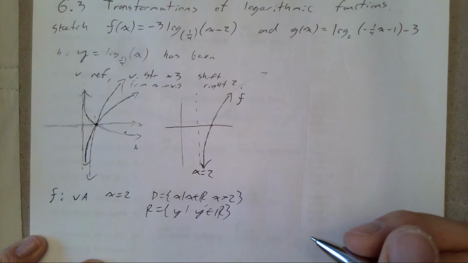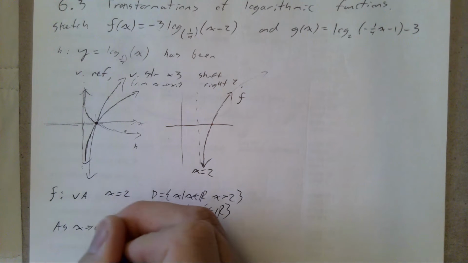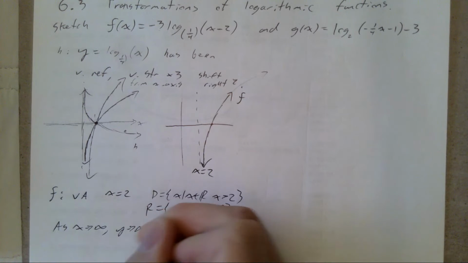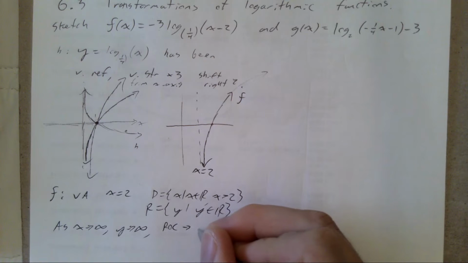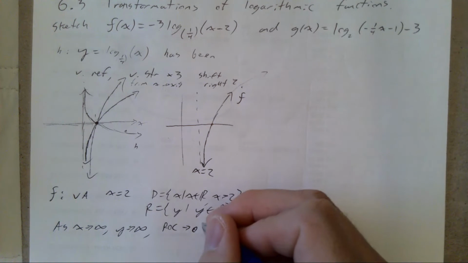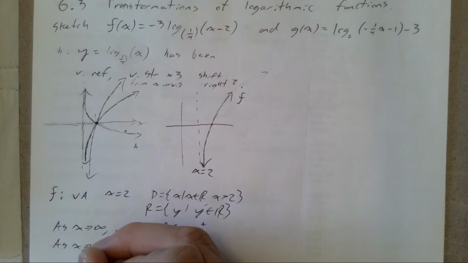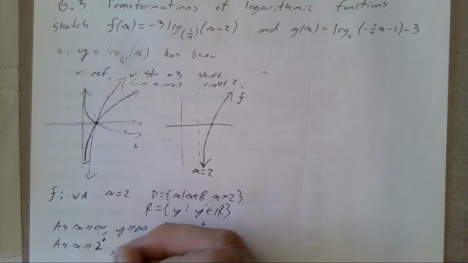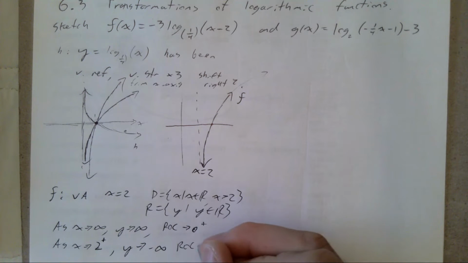End behaviors, best seen from the sketch. Looks like as x grows without bound, y grows without bound. And if we want to talk about rates of change, our rates of change grow without bound. As x approaches 2 from values that are greater than 2, my y values decrease without bound, and my rates of change increase without bound.